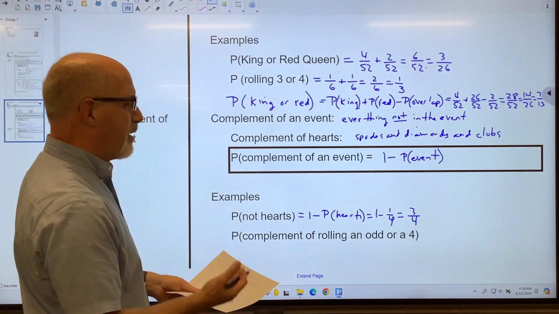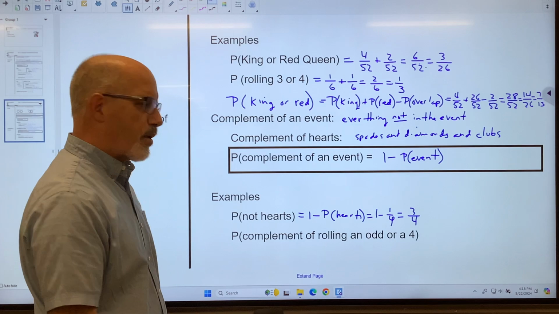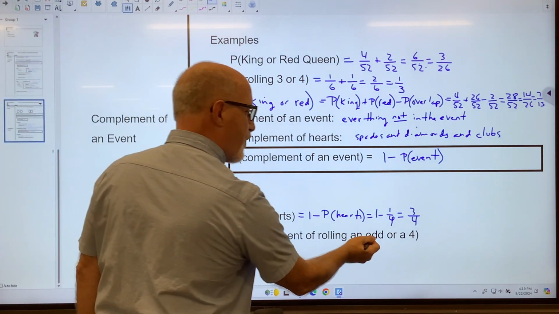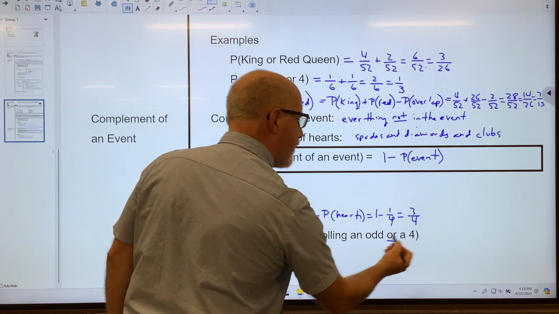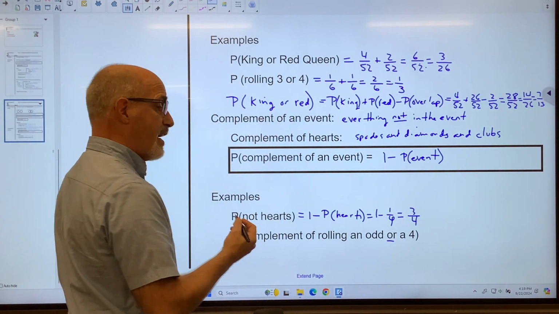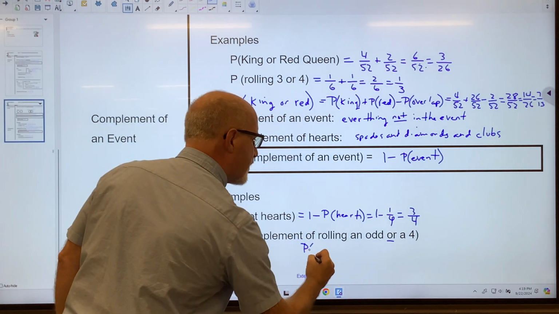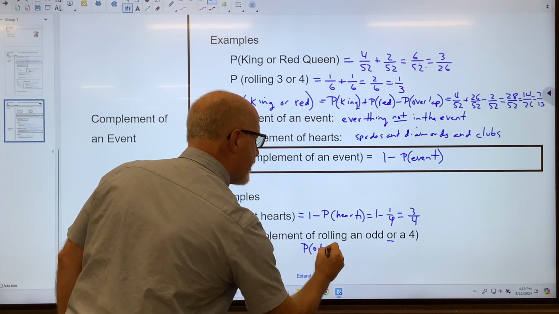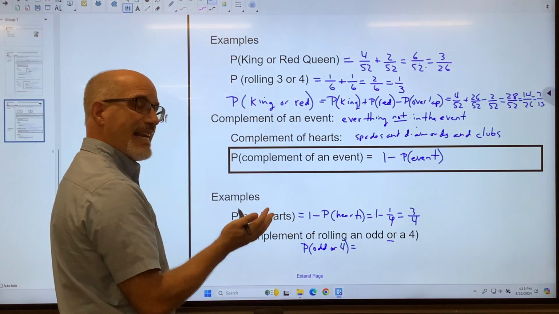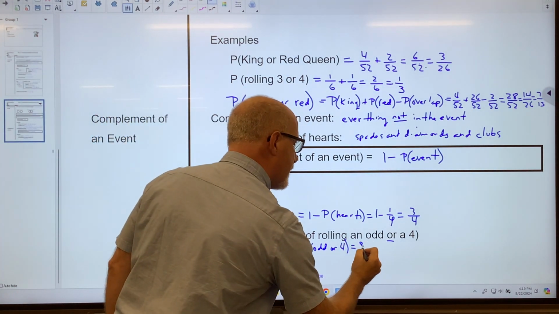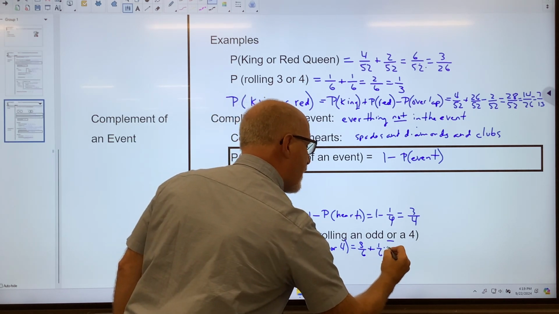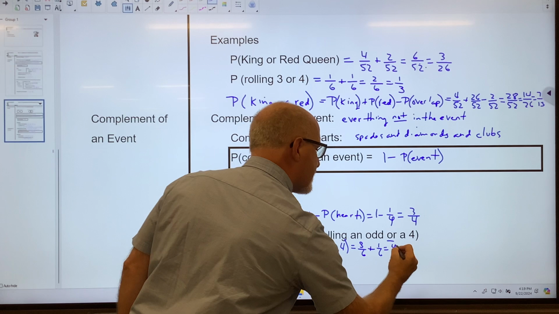Now what about the complement of rolling an odd or a 4? Now notice those, if we do that, there's no overlap between odd and 4. The word or tells me I'm looking at, are they mutually exclusive? They are. So what's the probability, first of all, of an odd or 4? Well, I can go ahead and add those two probabilities. Odd would be 3 out of 6. A 4 would be 1 out of 6. I would get 4 out of 6 for that.